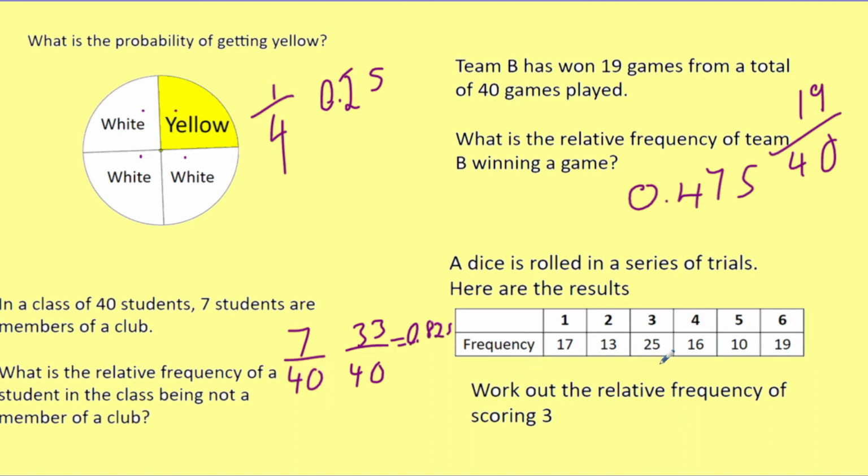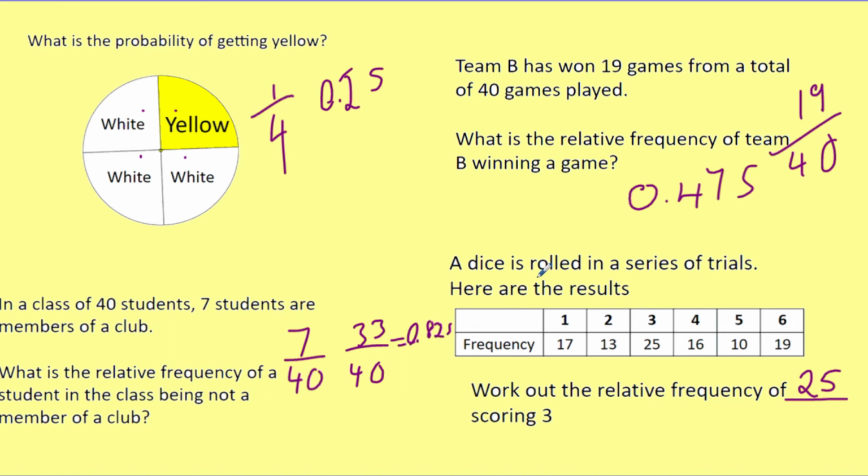So the relative frequency of scoring a 3 is going to be 25 over the total. So we're going to have to add all these up. Do not add these. These are just numbers. These could be anything. These could be the colours, yellow, white, red, blue, pink, but they're just the numbers on a dice. So we didn't do anything with those numbers. So don't get confused there.